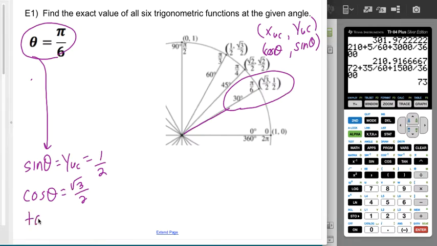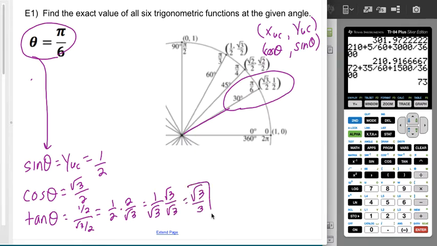Now, the tangent's going to be slightly more complicated because the tangent is going to be sine over cosine, or y over x. So I'm going to get 1/2 over a √3/2, which is not a wrong answer, but in this class, you're going to have to simplify. So that's a 1/2 times a 2 over √3. Right? So I'm going to get that this is a 1 over √3, which I would then rationalize and get a √3/3. So I'm going to get that for my tangent.